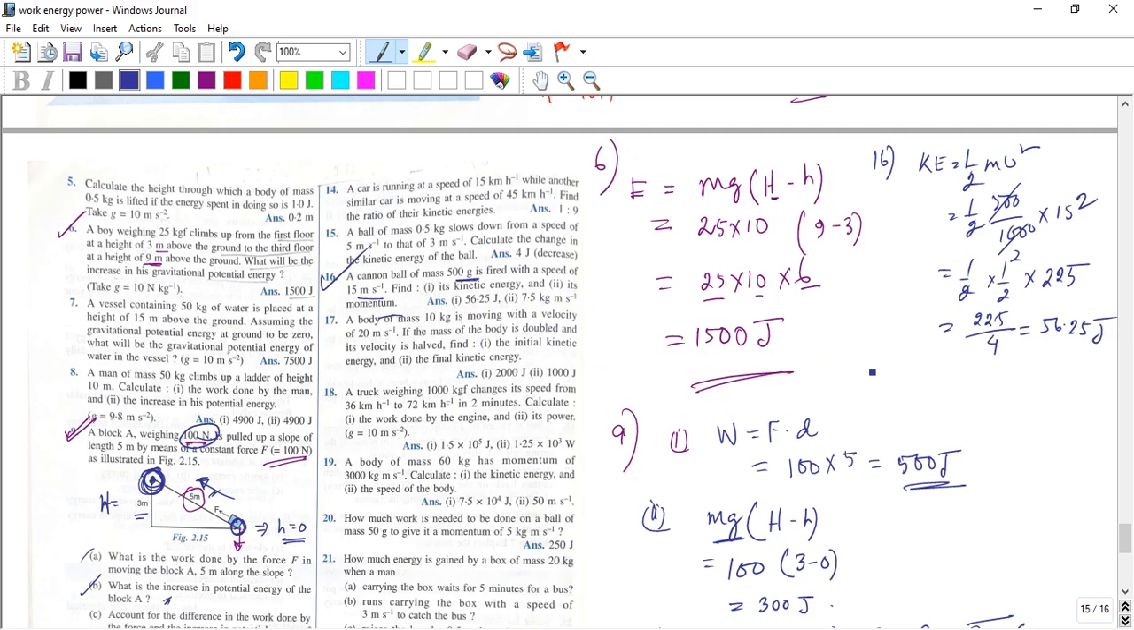Similarly, momentum is P equal to mass times velocity. Mass is given 500 by 1000, converting to kg. Velocity is 15, half of 15 is 7.5. So 7.5 kg meter per second.